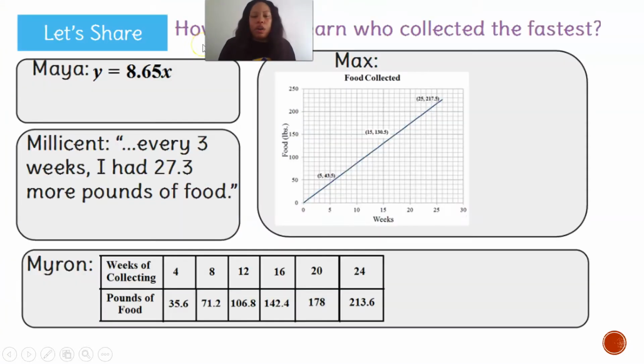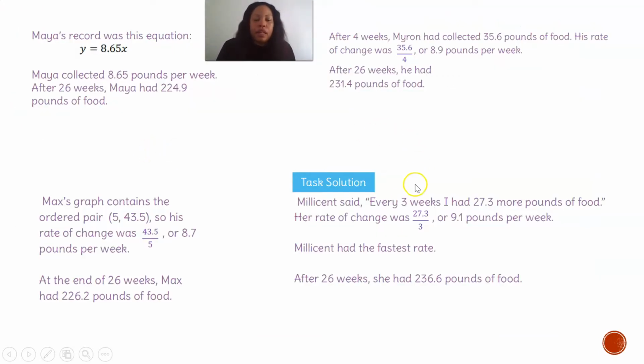So then we're going to go into just again a share. How can we learn who collected the fastest? We found out that it was Millicent because she indeed had the highest rate of change. So then comparing her, she had the highest unit rate. That means she collected the most food. And we know that here. Max only collected 226.2 pounds. Maya only collected 224.9 pounds. Myron collected 231.4 pounds, where Millicent collected 236.6 pounds.